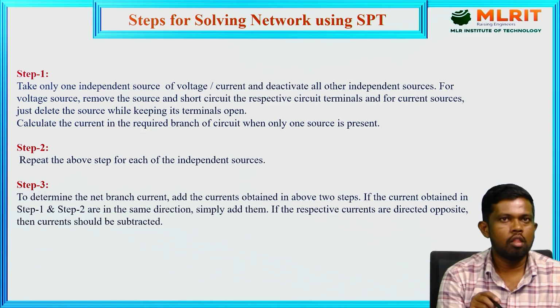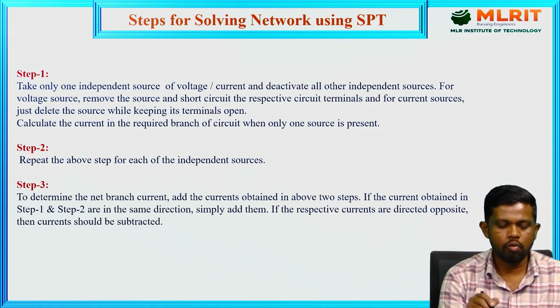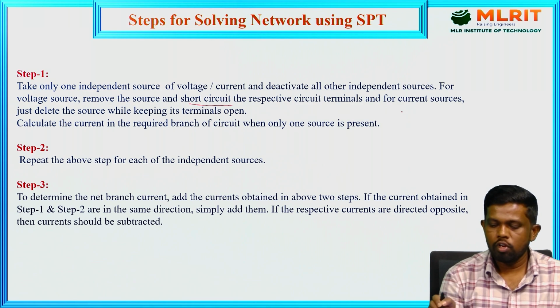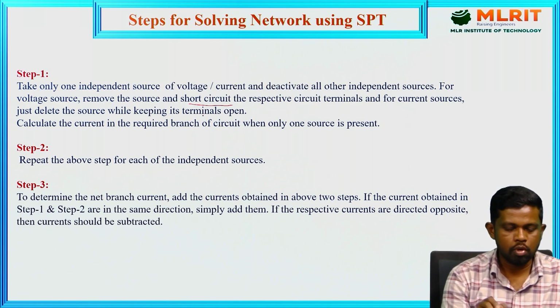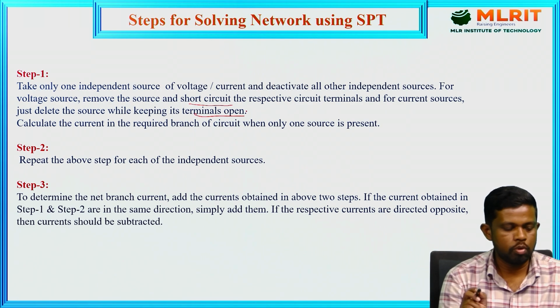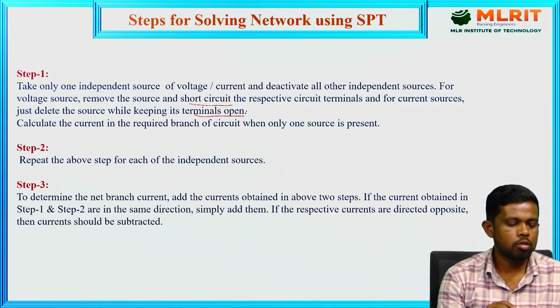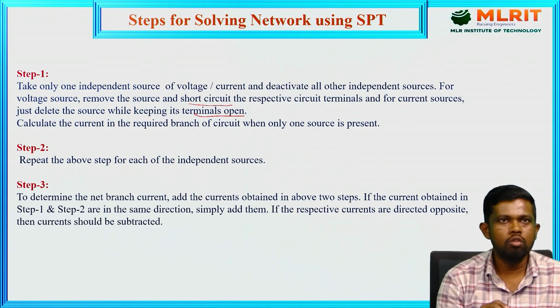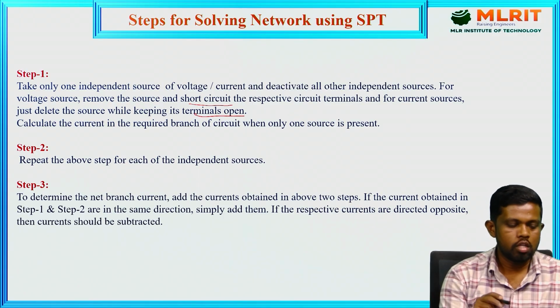All the remaining sources can be disconnected. If a voltage source is present in the network, we simply short circuit it. If a current source is present, we simply open circuit it, that is, the terminals should be open. Then calculate the corresponding current and the required parameter value, current or voltage, based on the requirement. That is step number 1.